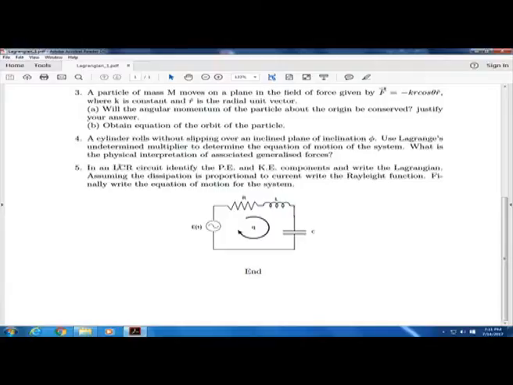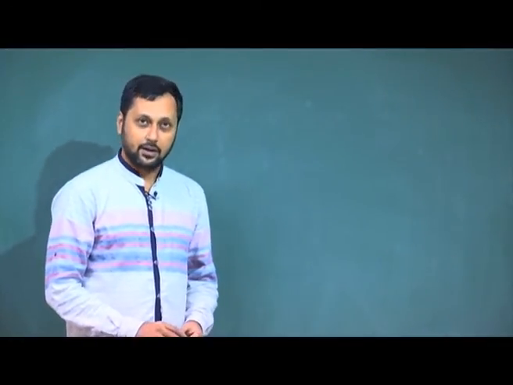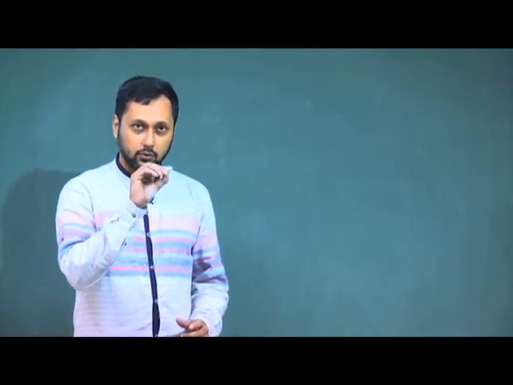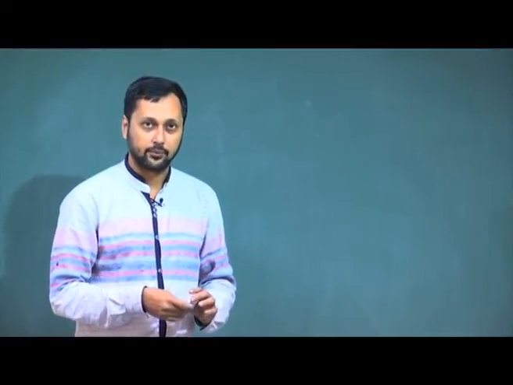have given an LCR circuit, which is something very common for us. Okay, and what we need to do is write a Lagrangian for this system. Also, we have to find the dissipation. Assuming that the dissipation is proportional to current, we have to write down the Rayleigh function. First of all, before we do anything, we have to identify a generalized coordinate associated with this system. Now, it turns out that charge, electric charge which is moving through this circuit, can very well satisfy the criteria for a generalized coordinate. Okay.